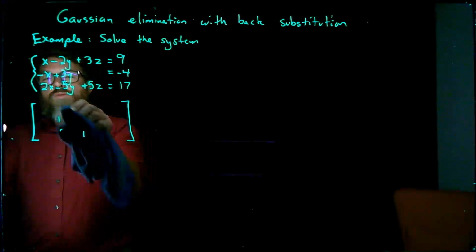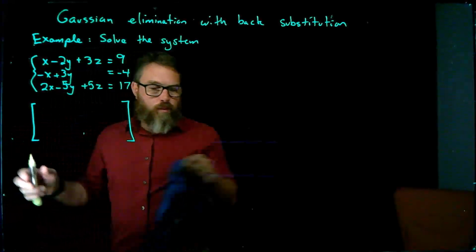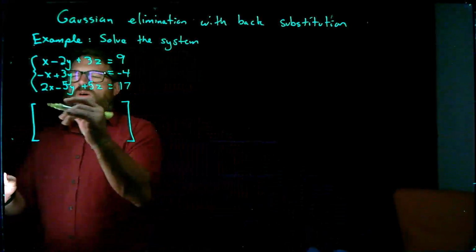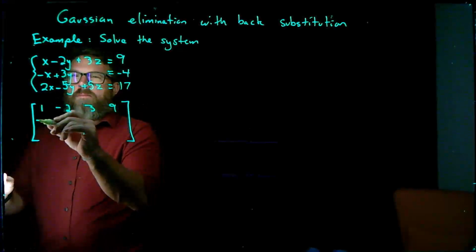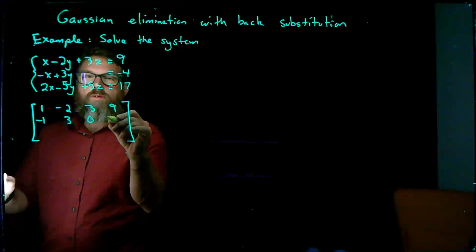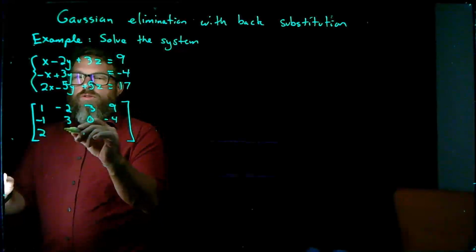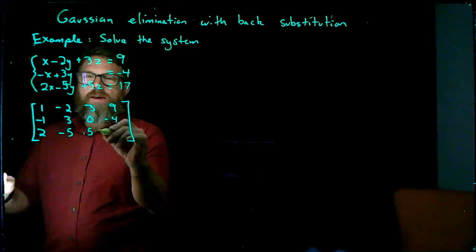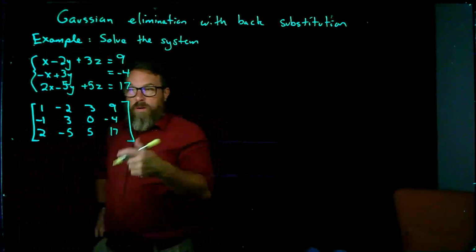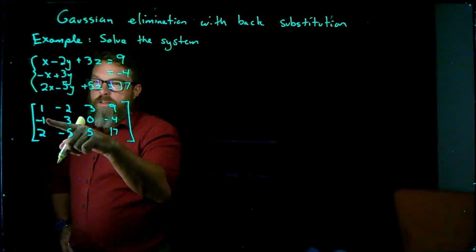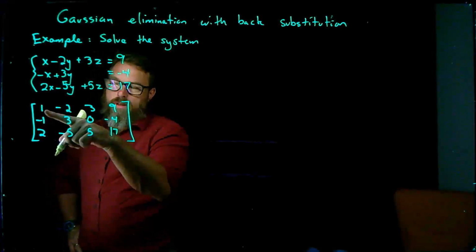So let's write this as a matrix, and then we will row reduce this thing. So 1, negative 2, 3, 9, negative 1, 3, 0, negative 4, 2, negative 5, 5, and then 17. So now our job is to make this a 1, this a 0, this a 0. Now this is already a 1, so that's kind of convenient for us.